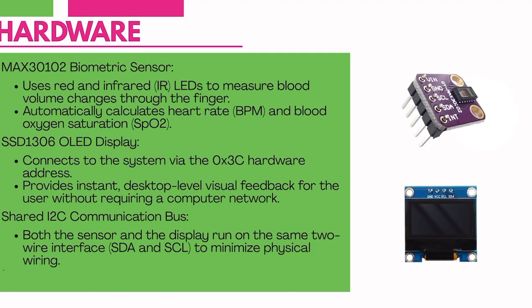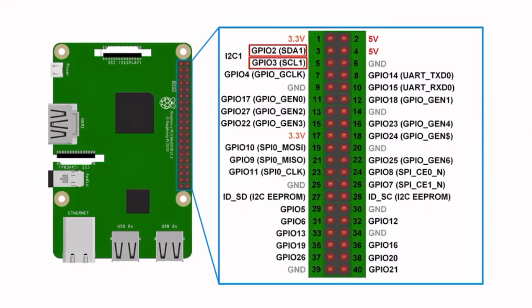Shared I2C communication bus. Both the sensor and the display run on the same two-wire interface, SDA and SCL, to minimize physical wiring. This is the GPIO port. GPIO2, SDA1, and GPIO3, SCL1 are connected to the I2C1 at 3.3 volts.